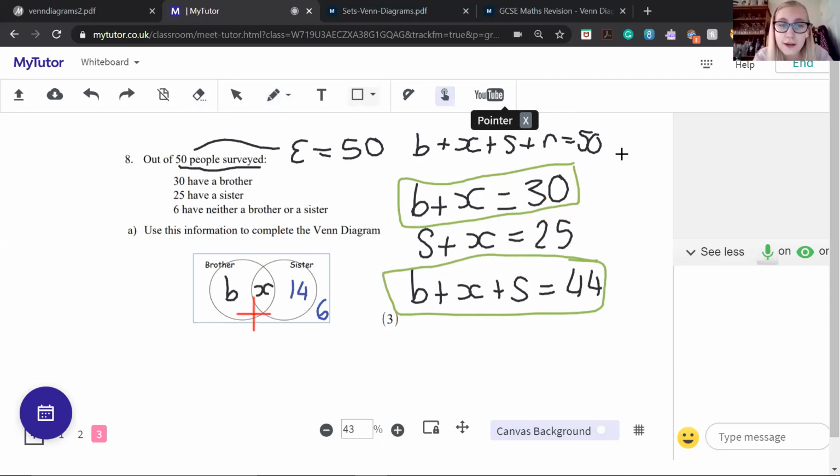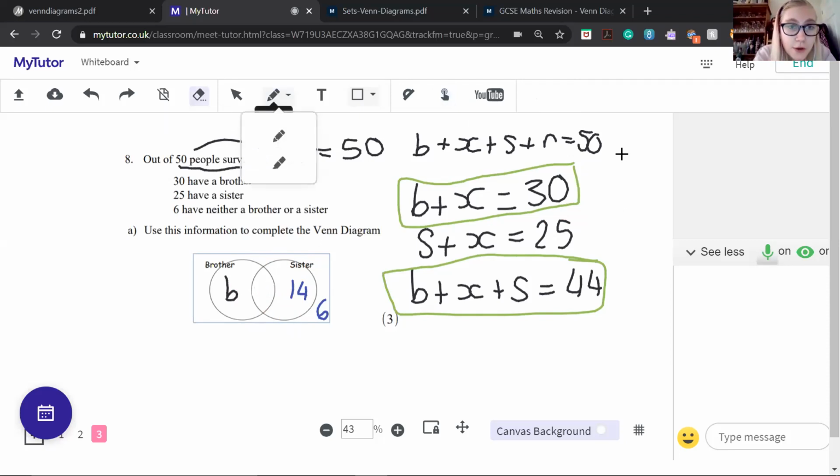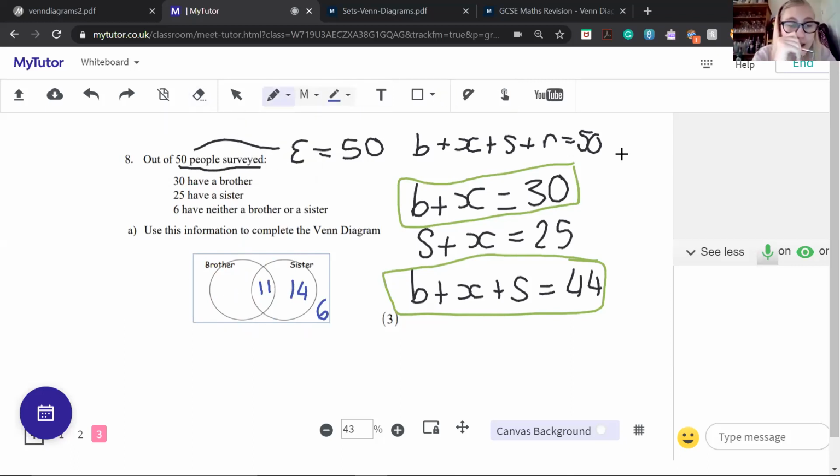25 have a sister, so this whole circle is equal to 25. If 14 of them are in this bit of the circle, this bit must be 11. That means everything in this circle is 25. Now we'll use this bit. Everything in this circle has to be 30 because 30 people have a brother, so this bit here has to be 19. And there we go, we've filled in all the information.